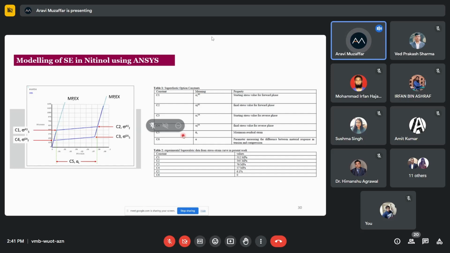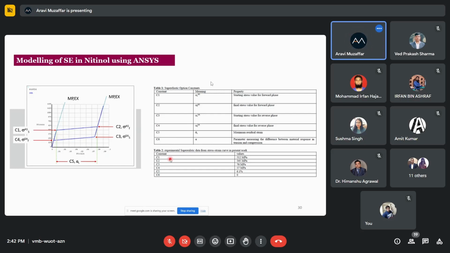The 5th parameter that is required for the analysis is the strain, this transformation strain, meaning the strain that is required for the complete transformation of one phase to another, either during loading or due to unloading. And the 6th parameter is the alpha parameter, which tells you the material response in tension and compression. If there is any difference in the material response between tension and compression, you have to use it.